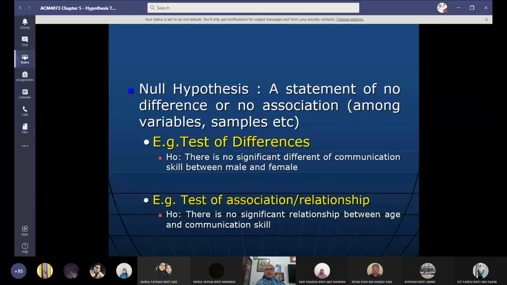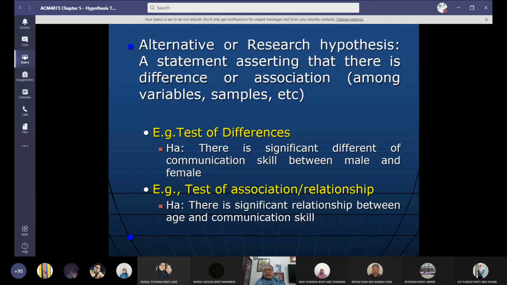In short, I want to simplify that when it comes to null hypothesis, your statement should highlight that there is no significant differences, there is no significant relationship or association. That is for null hypothesis. Alternative or research hypothesis refers to a statement that asserts differences or association among variables, samples, genders, or other variables.